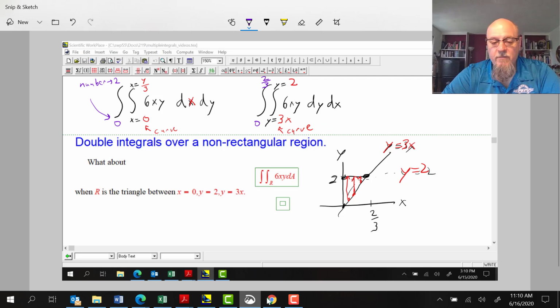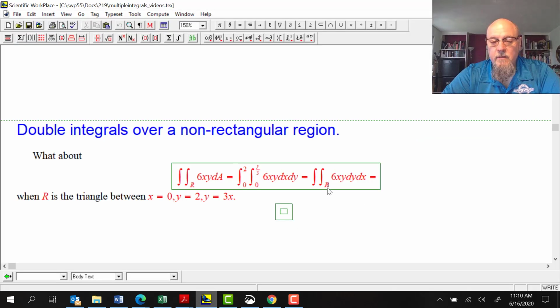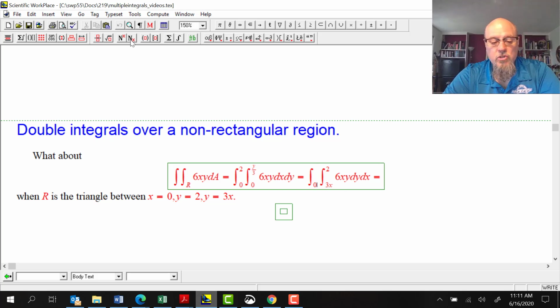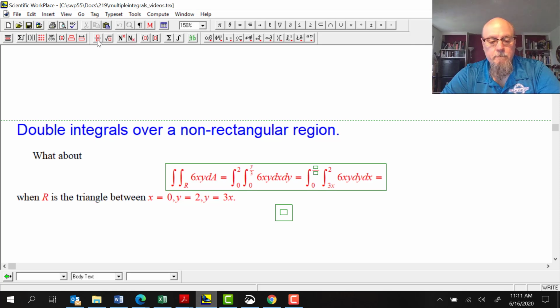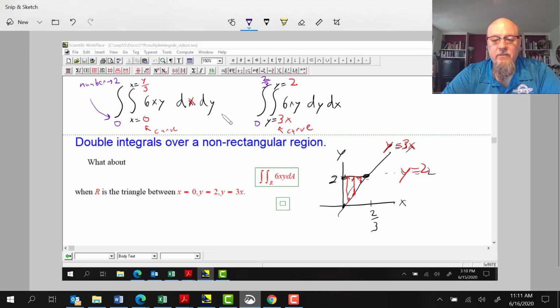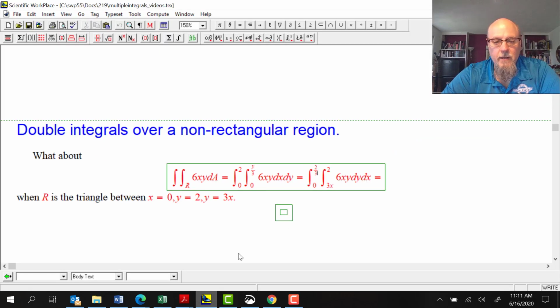If we did dy first, then we started at y equals 3x and we ended at y equals 2. Those are curves. And then our outside things were numbers. Lowest x in the whole shape, highest x in the whole shape was what? 2/3. And I'm claiming these are equal. Let's actually evaluate these and make sure that we're doing this correctly.